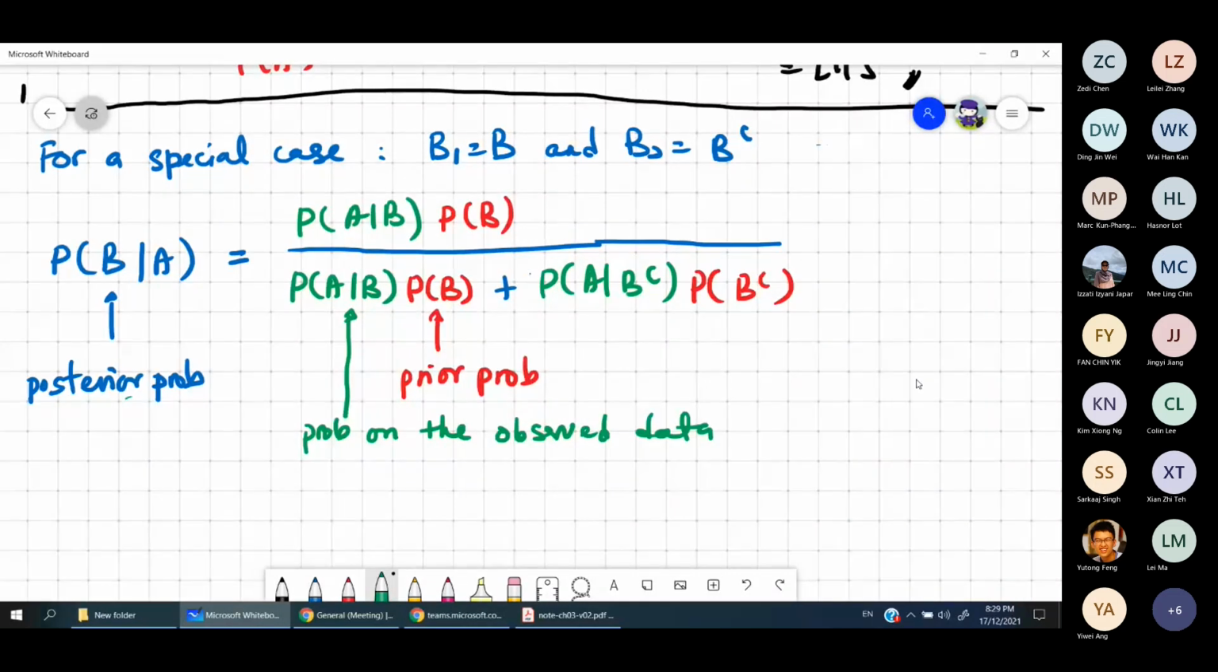That means we can actually get it from the data or from the experiment, whereas this prior probability is something that we don't know. It is uncertain. That's why the red color one is uncertain. It is the one we put in as our hypothesis, and then we calculate what posterior probability we can have.